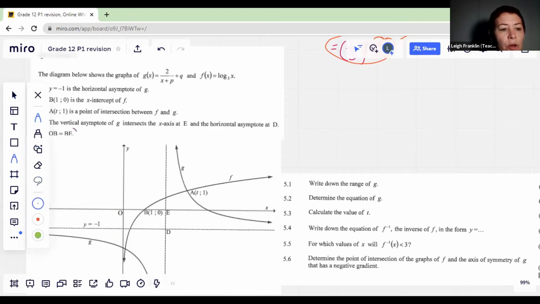So when they tell you that OB equals BE, so OB is 1 unit long. So if it's 1 unit from O to B and another 1 unit from B to E, what are they trying to tell you about the X at E or the X at D? This has to be the line X equals? 2. Indeed. Okay, so it has to be the line X equals 2. So it comes from here, right? So now, then another little trick. What is the value of P?